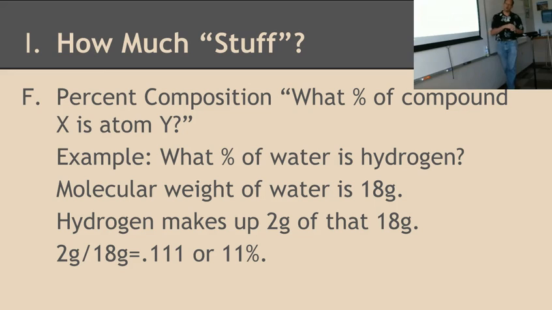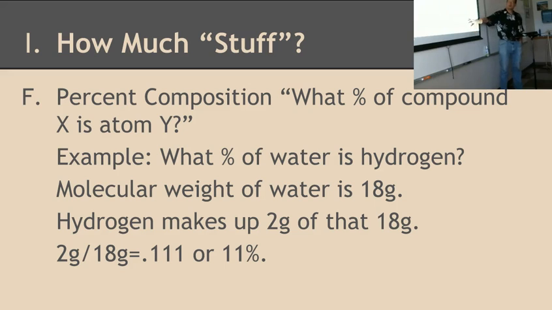So 2 divided by 18 gives us 0.111, or about 11%. This is something that you're going to use a lot in chapters 9 and 10, and then sporadically throughout the rest of chemistry. But it is something that you definitely have to have a grip on to move forward. It's just simple division. None of this is hard math, right?